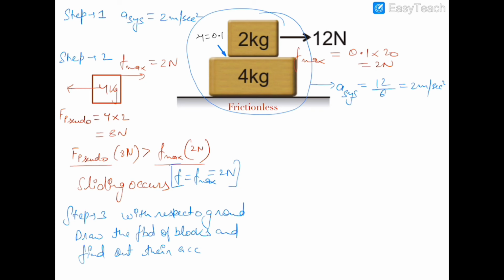So now with respect to ground, this 2 kg block will be experiencing a force of 12 Newton in forward direction, and as we have already discussed, the friction acting between these two blocks will be maximum, and therefore the maximum friction acting on the 2 kg block in backward direction will be 2 Newtons. So its acceleration A of 2 kg will be (12 minus 2) upon 2, which is 5 meters per second square.